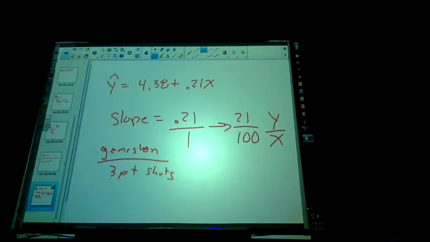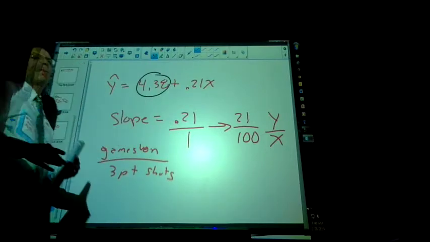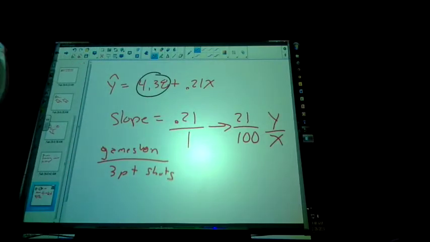What is implied about the y-intercept? What do you think? What can we imply from the y-intercept? It's positive, but the y-intercept. So if we drew this line, we would cross on the y-intercept 4.38. So at 0, 4.38, we cross the y-axis. What can we say about it?